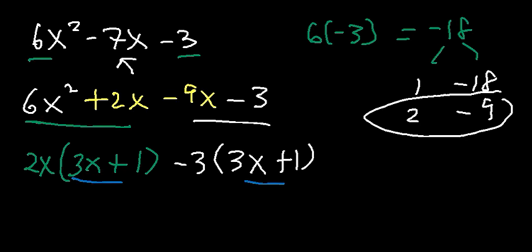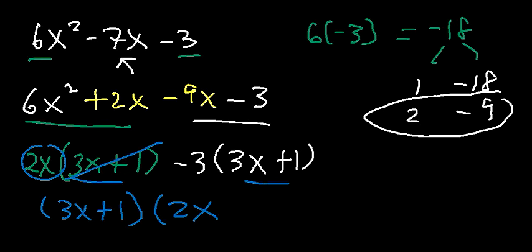So here's our common factor. We're going to factor it out. And if we take out 3x plus 1 here, we're left with 2x. And if we remove 3x plus 1 from the second term, we're left with negative 3. And so that's how we can factor a trinomial when the leading coefficient is not 1.